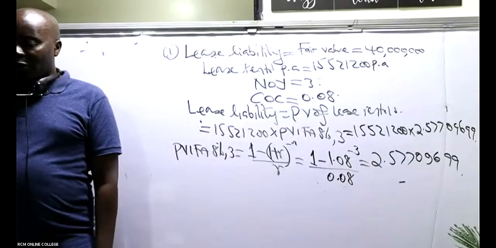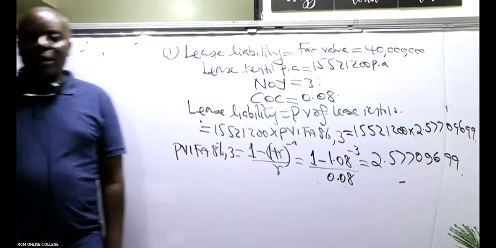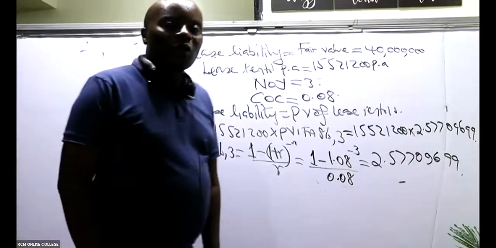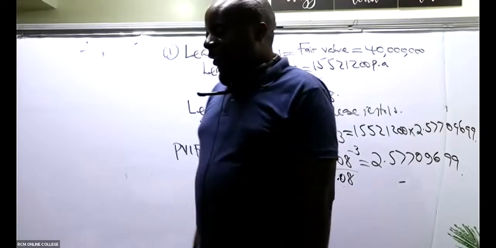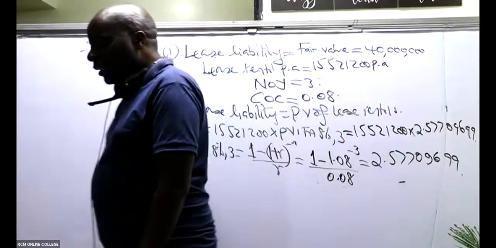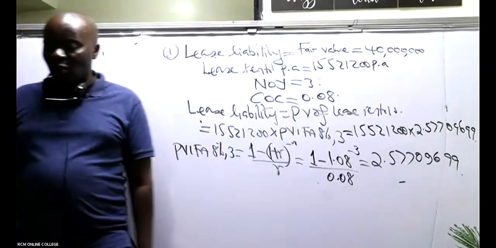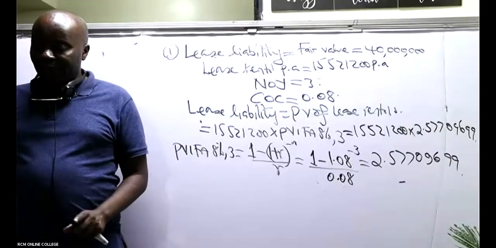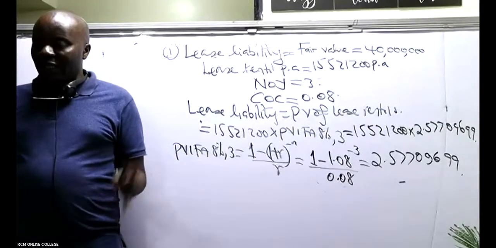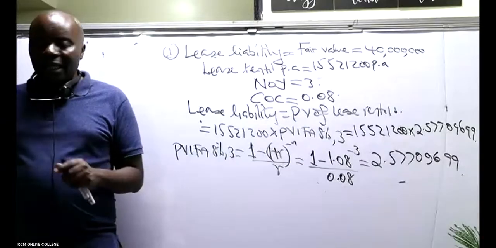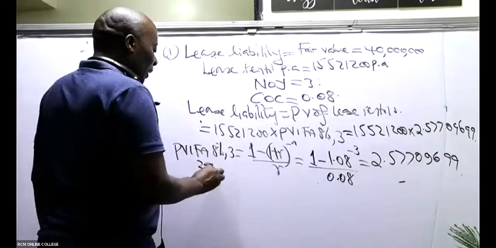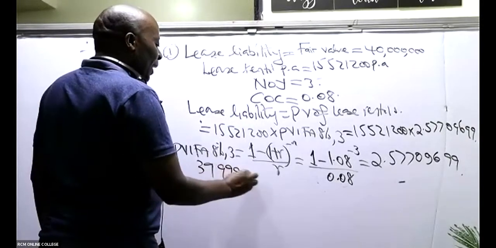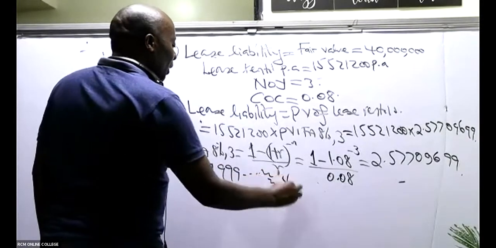It is going to be very close to 40 million, which confirms that whenever the fair value of an asset is given, then that will be the lease liability. So you're getting 39,900,000 and something like that. So we shall assume that this is approximately 40 million.